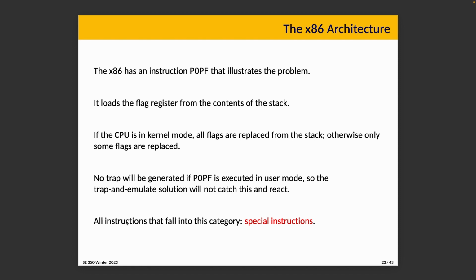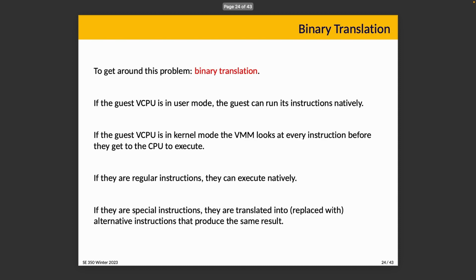Right? We won't notice that, oh, actually we were supposed to do something there and we didn't, because it's hard to tell whether this was intended as a privileged instruction or whether it was not. So what do we do? Well, we say that all instructions that fall into this category are special instructions because they require special handling. And to get around this problem, there is binary translation.